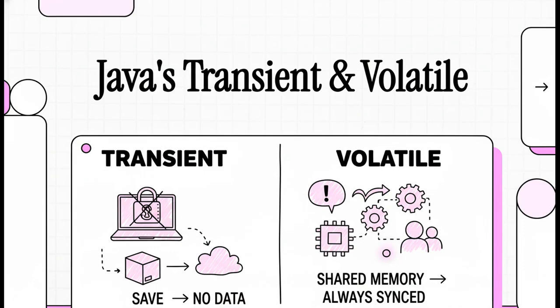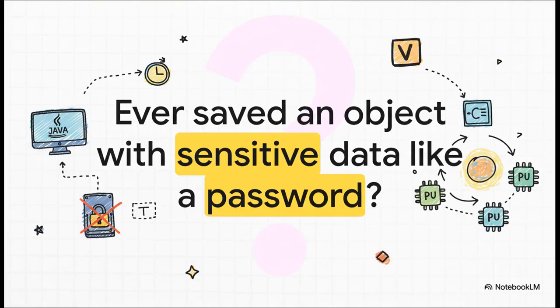All right, let's talk about Java. Specifically, two incredibly powerful keywords that a lot of people either don't know about or kind of misunderstand. They solve some very specific, very tricky problems, and knowing how to use them can save you from some major headaches down the line. So picture this.